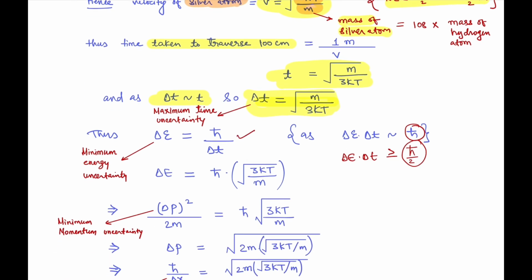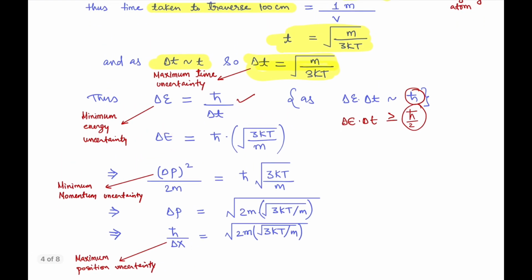So in this way we could get the minimum energy uncertainty, which is given by this expression. Energy is going to convert into kinetic energy, and that kinetic energy will actually transform into the momentum. So energy is nothing but change in momentum whole square divided by 2m, and when you do the same thing, you get change in momentum, that is uncertainty in momentum, given by the square root of 2m multiplied by 3kT by m, and then overall under root.